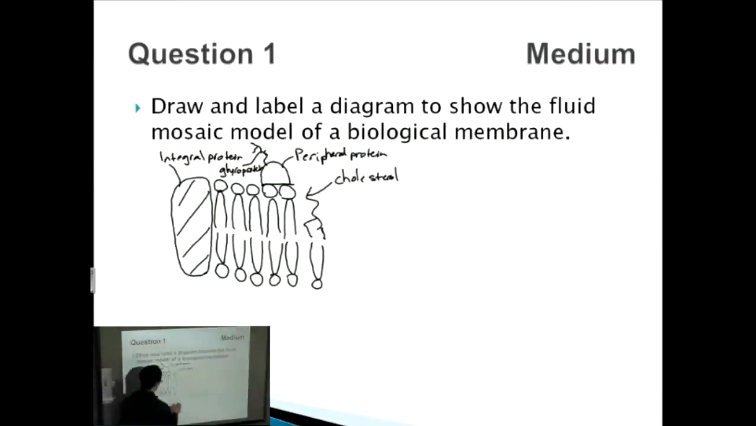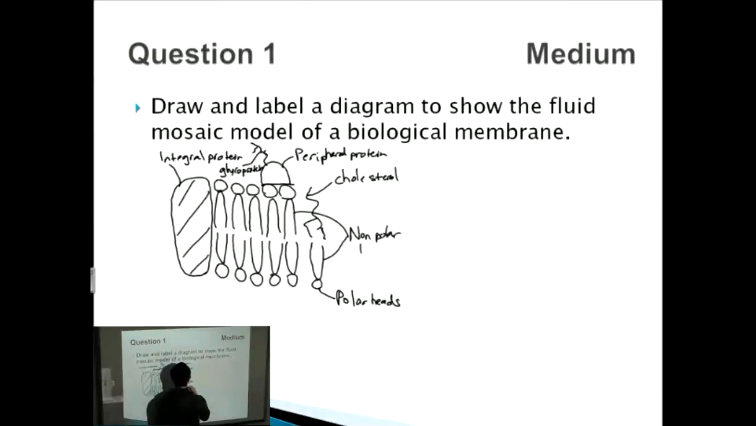And another thing that we did forget to do is to label these as the heads. So the heads are polar heads. And then these ones here are the non-polar or hydrophobic tails. We can also label the thickness of it. That will give us an extra mark as well. So it's about 10 nanometers thick. So it's very thin actually.